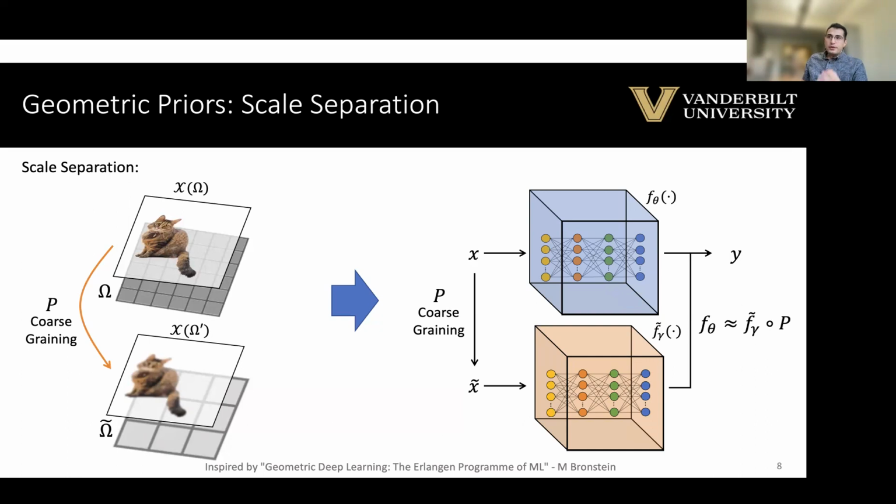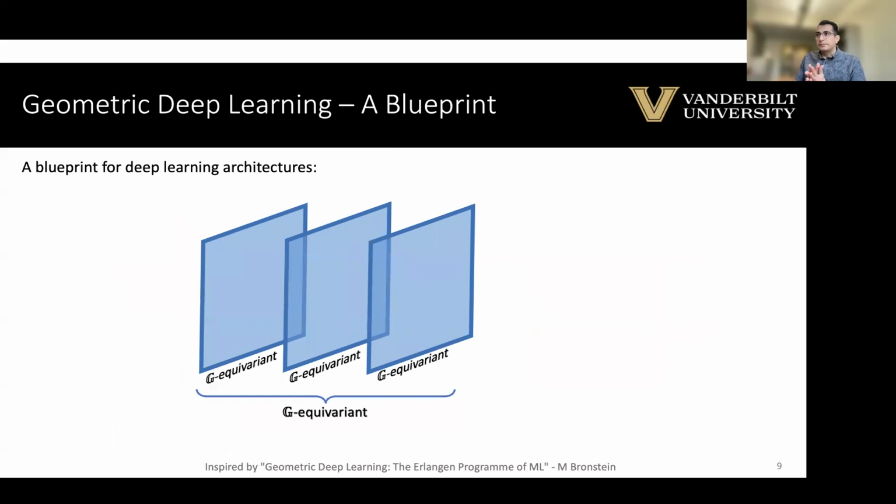But then these three principles, equivariance, invariance, and scale separation, will give us a blueprint to design many different types of deep neural network architectures. Let's see how. We can essentially compose simple group equivariant layers. Let's say each one of these blue rectangles is a group equivariant operator, and we compose these simple operators to get a more complex one. A composition of group equivariant operators is also a group equivariant operation.